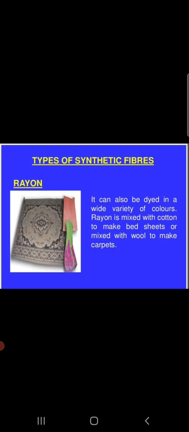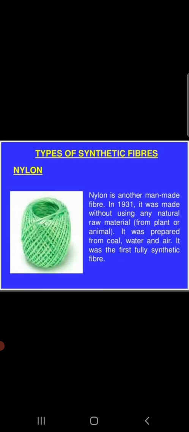The next synthetic fiber that we'll study is nylon. Children, nylon was first made in 1931 using coal, water and air. Nylon is considered to be the first totally man-made synthetic fiber without using any plant or animal source. Like we used wood pulp as raw material to prepare rayon, in nylon the raw material is actually the chemical, not any plant or animal source. So this is the first totally man-made synthetic fiber.